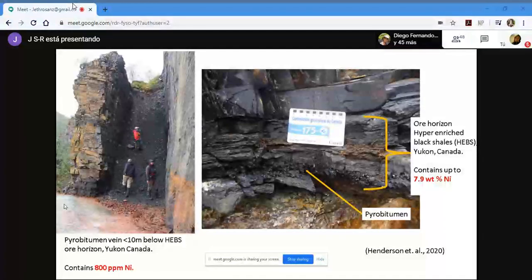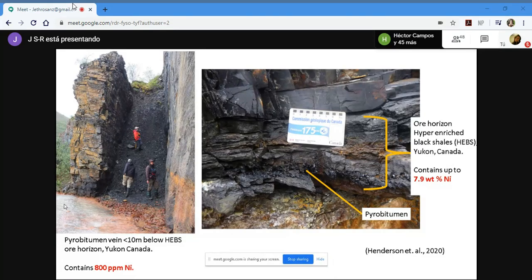In terms of the geological sites that we're interested in, one of my colleagues called Kyle Henderson recently visited one of the field sites, which is in Yukon, Canada. And in this field site, we see that the ore horizon, which is usually no more between 10 and 30 centimeters thick in these hyper-enriched black shales, it's a highly bituminous ore horizon with a lot of pyrobitumen, and it contains up to 7.9 weight% nickel.